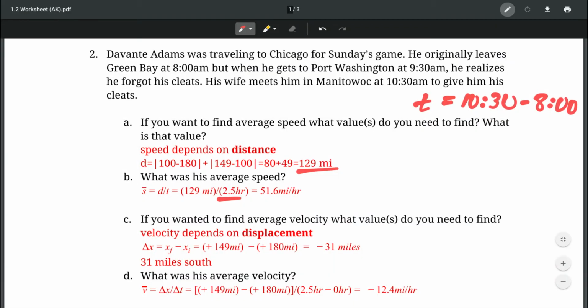Or another way we could write this would be 12.4 miles per hour. And then instead of negative, we could say south, because that's the direction that that negative sign communicates.